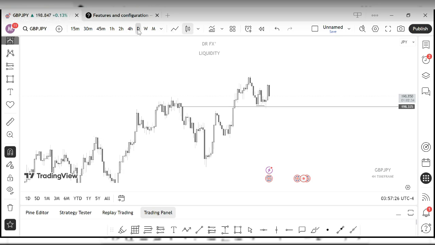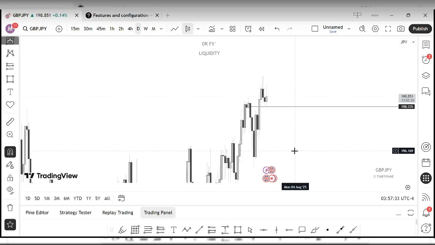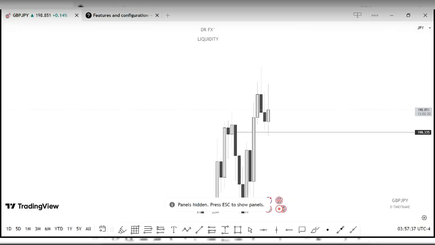If you understand the behavior of GBP JPY, you won't be waiting for a daily rejection or a daily 4-hour break, because GBP JPY hardly gives that kind of intellectual structure. Just think, get your actual direction, get your trade, execute.